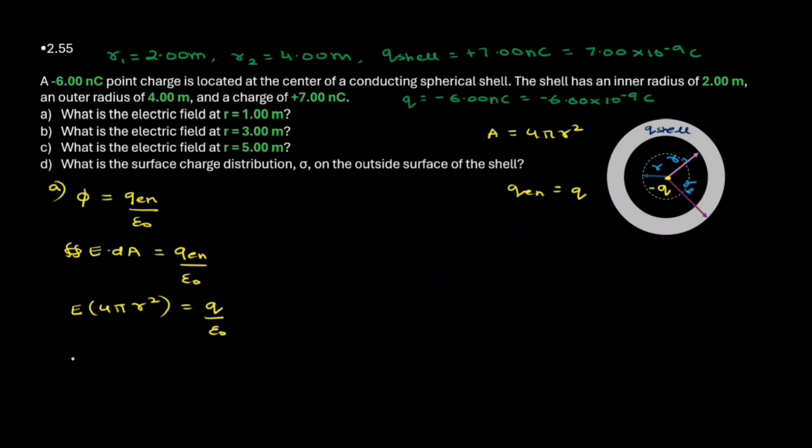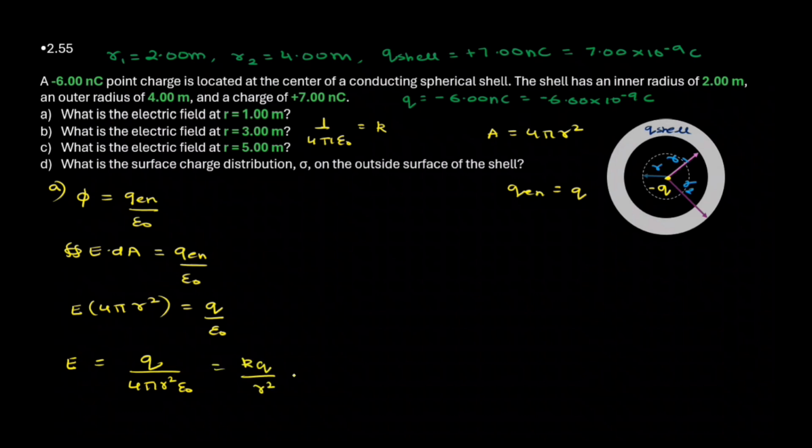Now rearrange the terms to solve for E. We get E equals q over 4 pi r squared epsilon naught. Now if you notice this expression, this is nothing but the electric field at a distance r due to a point charge q. And we know that 1 over 4 pi epsilon naught is equal to the Coulomb's constant k, which we can substitute here in our expression and rewrite this as kq over r squared.